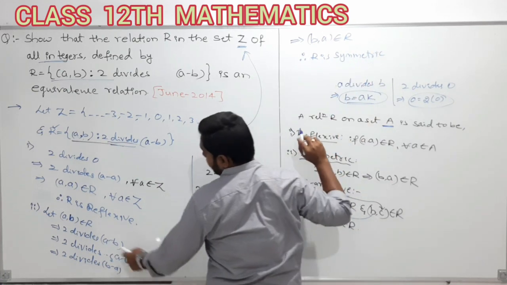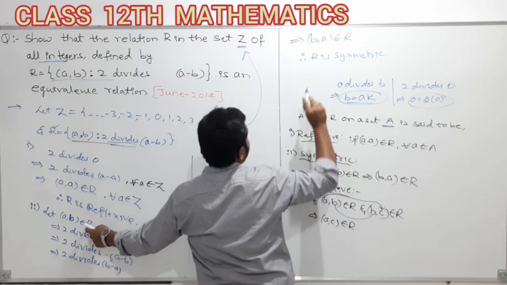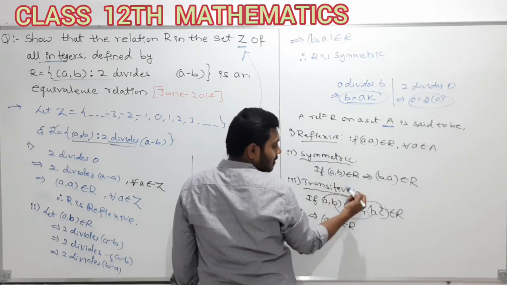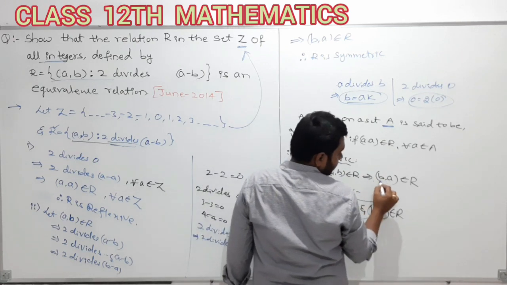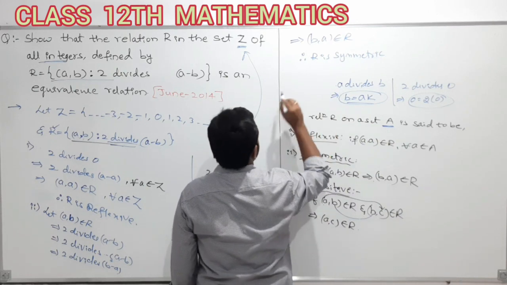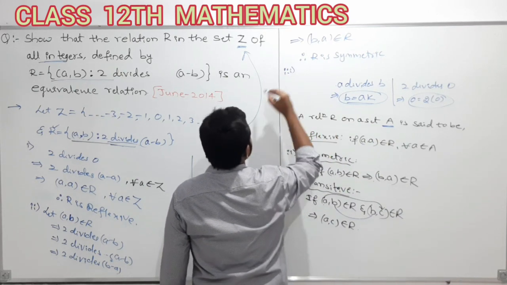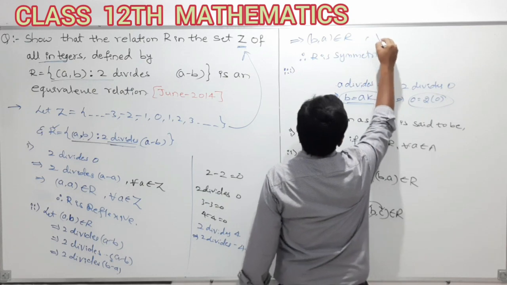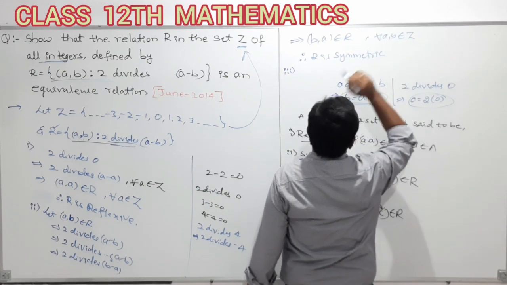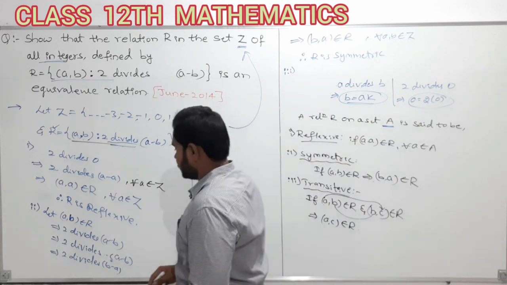It is symmetric because A comma B belongs to R, then I am ending with the result B comma A also belongs to R. If A comma B belongs to R and this implies that B comma A also belongs to R, then we can say that R is symmetric. And next we will discuss, my dear students, the third one. But here you should write, for every A comma B belongs to the set Z. You should write.